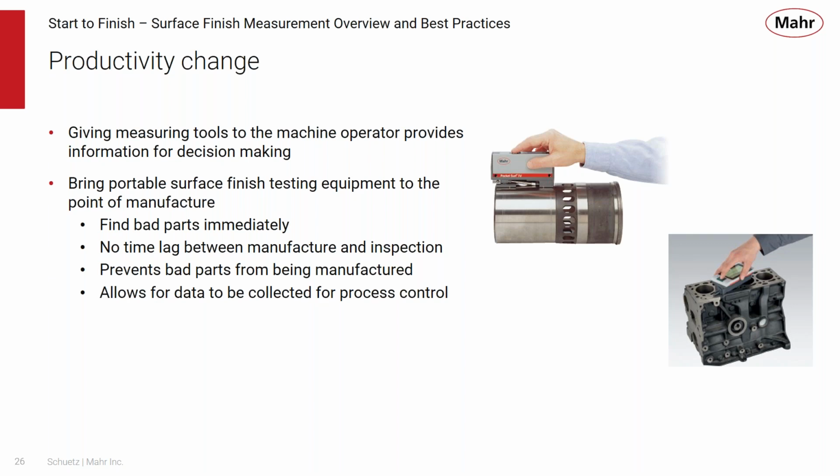It prevents bad parts from being manufactured because you can sense when something's getting close to being bad, and maybe you can allow for adjustment of the machine tool to prevent that part from being manufactured. So bringing portability of surface finish gauges right to the machine tool is a very big productivity change.